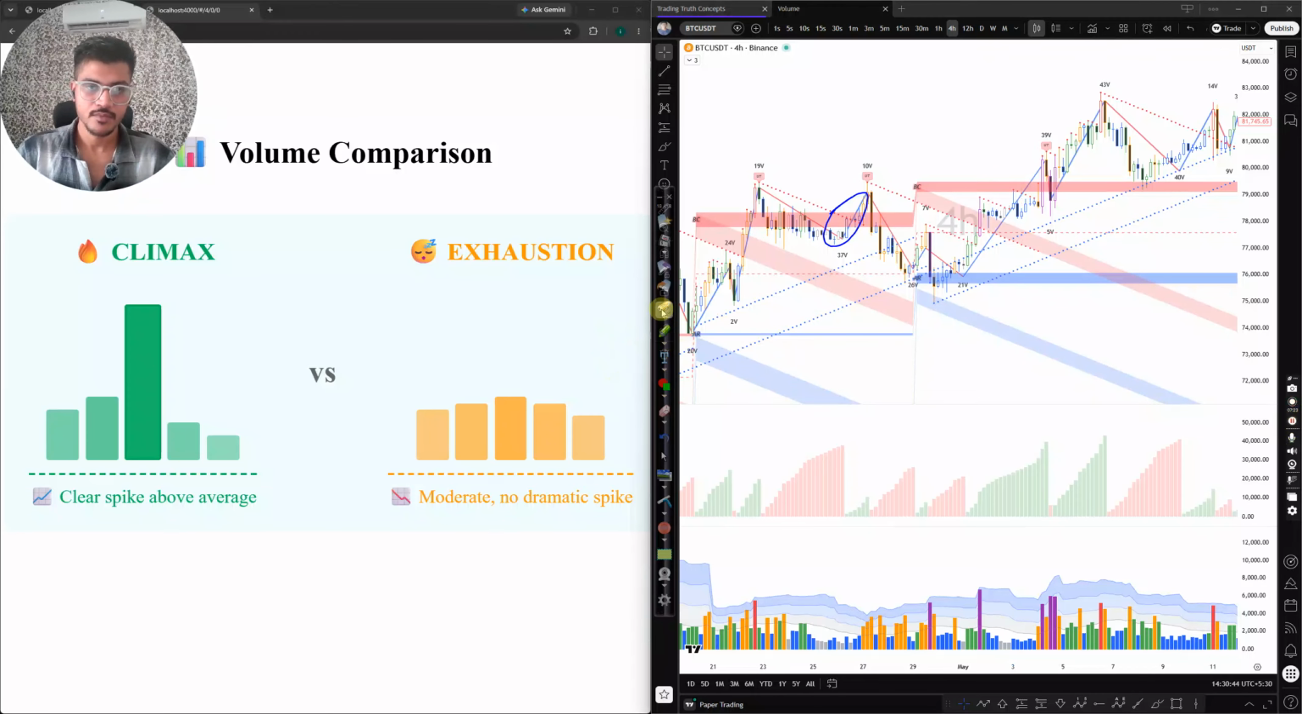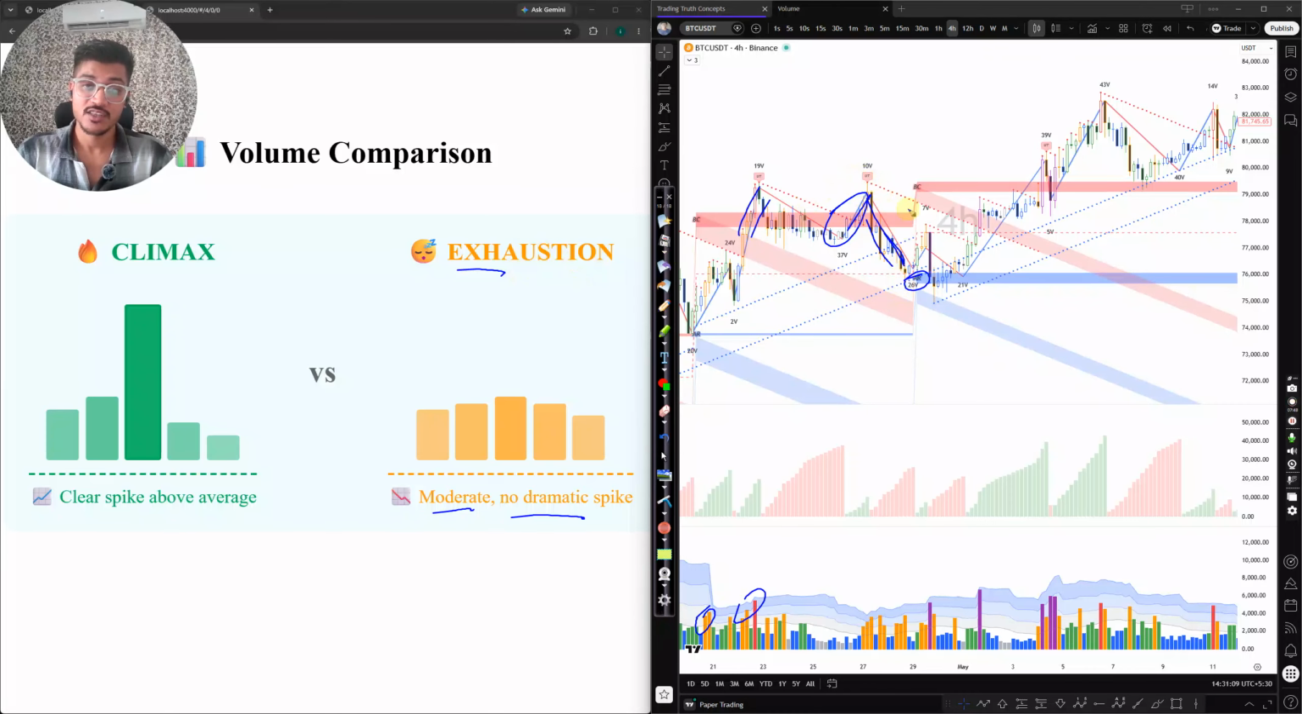So in exhaustion we see a moderate to no dramatic spike, and you can see that this was basically your exhaustion. We didn't see the climactic action around here, but on the downside we had this quick recovery, like the automatic reaction.